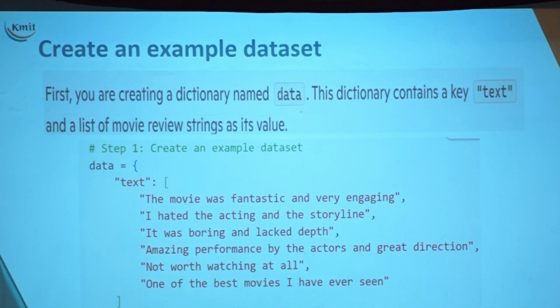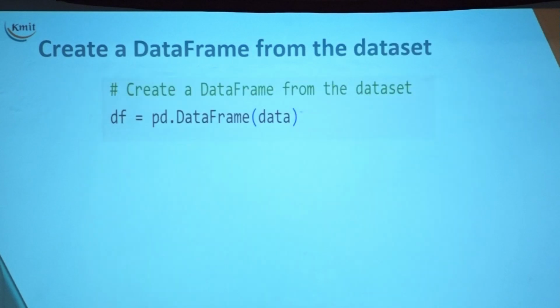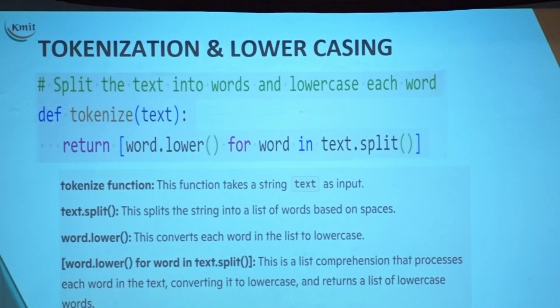So now, once I have created my data set, I have to create a data frame out of that particular data set that I have created. Using pandas, I will create my data frame, and I am calling that data frame DF. I am creating that data frame out of the data that I have just now created. Now, start with text pre-processing.